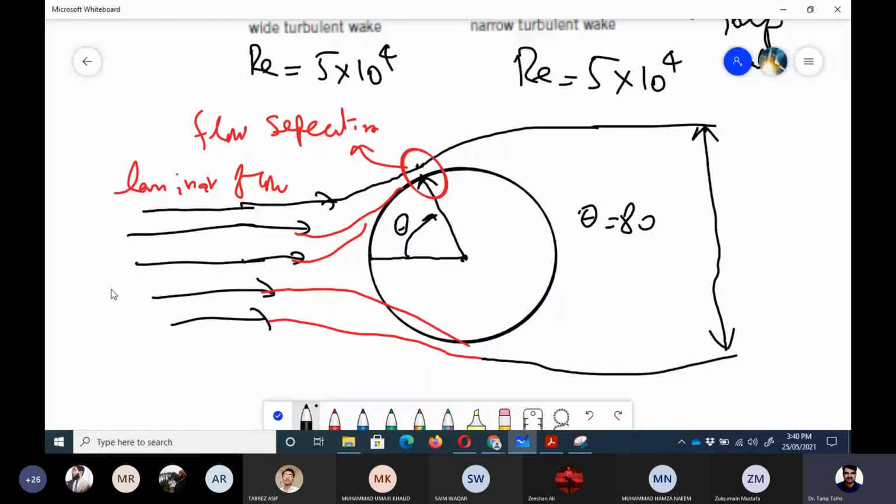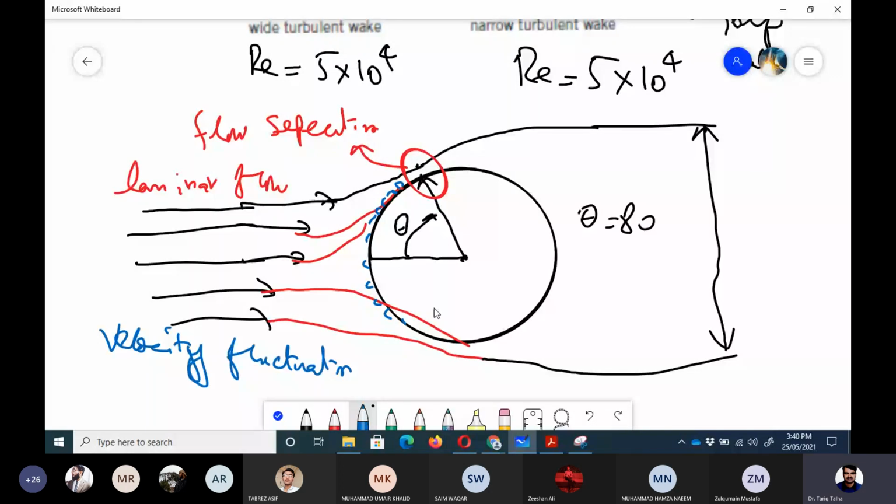Now, what if we introduce some dimples on the surface of the cylinder, or the sphere we are talking about? It would trigger the flow towards turbulence even at a low Reynolds number of 50,000, right? Because we know that when there is turbulence, we have velocity fluctuation.